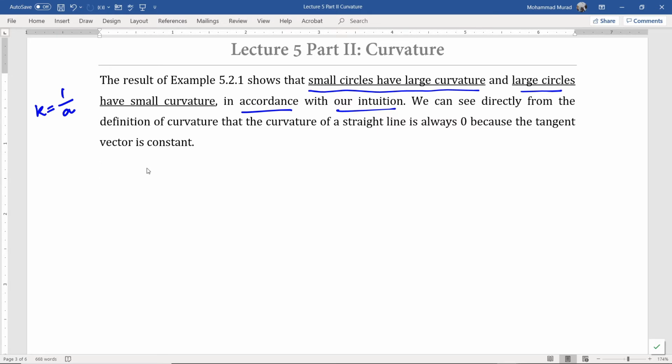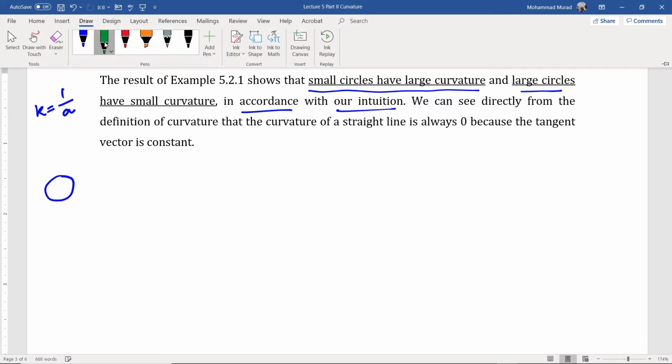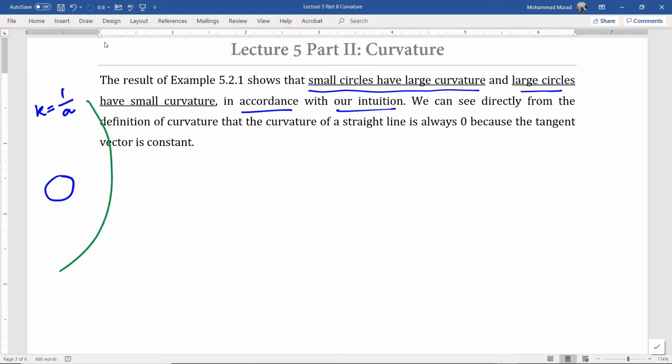Because a small circle has greater curvature, on the other hand, the larger circle has less curvature compared to the figure. It looks flat, but it is curved here.